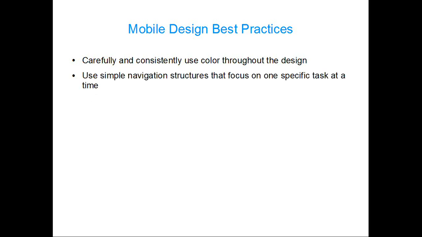And next is use simple navigation structures that focus on one specific task at a time. So navigation: if I'm searching for a recipe, I search the recipe, I get the list of recipes. I click on one of them, I go to the next screen, which has the details about the recipe, like, okay, this is the recipe, the cooking time is so and so, the duration is this, and these are the ingredients. So the navigation is simple. I know what the flow is and how to take it forward. So that is also very much important when designing for mobile.